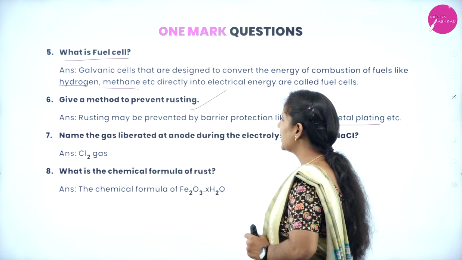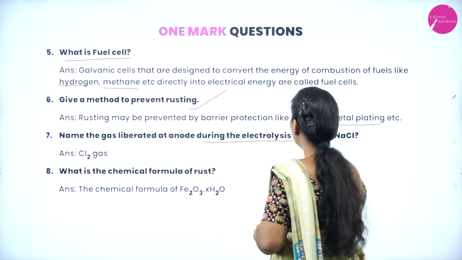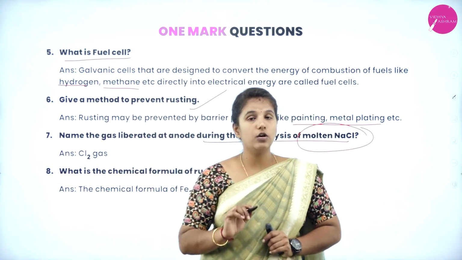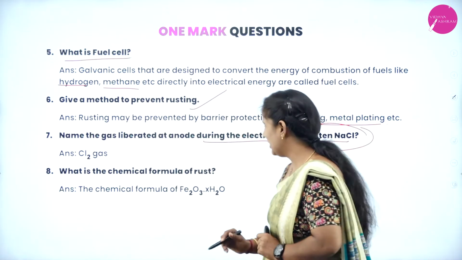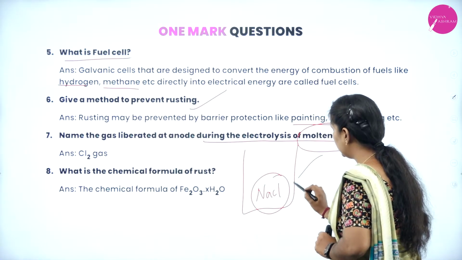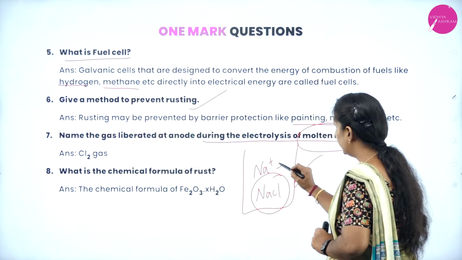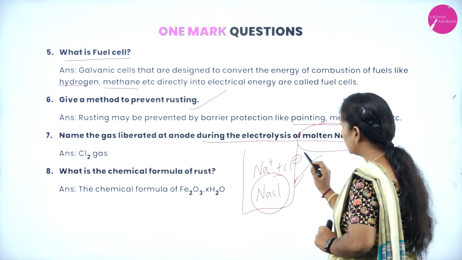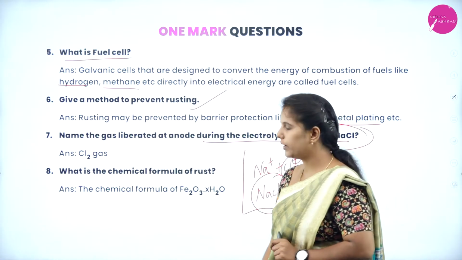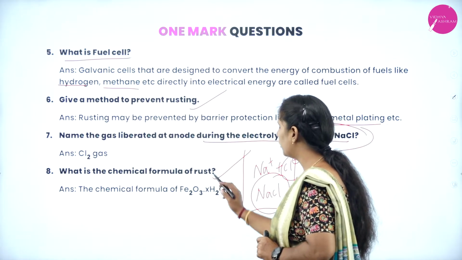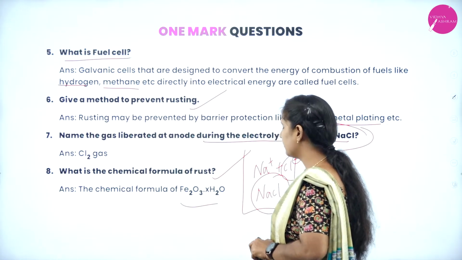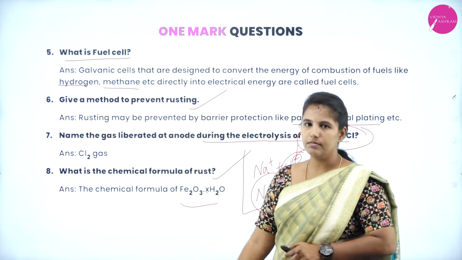Name the gas which is liberated at the anode during the electrolysis of molten sodium chloride. In the molten state, when sodium chloride is electrolyzed, it gives rise to sodium ions and chloride ions. The anions get liberated at the anode. Which gas is it? Chlorine gas. What is the chemical formula of rust? The chemical formula of rust is iron oxide, represented as Fe2O3·xH2O.